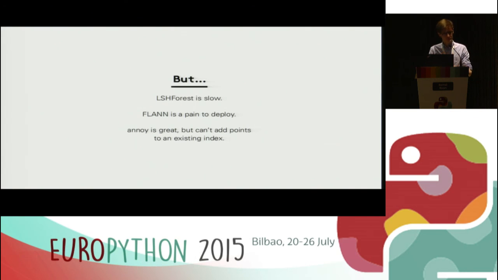There are some bits that we don't like as much. LSH Forest in scikit-learn: you can read the source, it's fairly readable, but it's actually very slow. So if you want to develop a high-performance application, maybe not the best solution. FLANN is a pain to deploy. It's C++ code. You need to have CMake, all sorts of dependencies. Annoy is great. I recommend you use it.